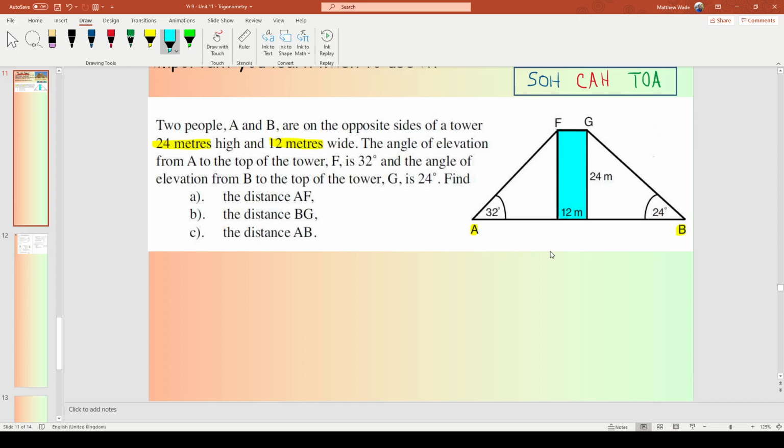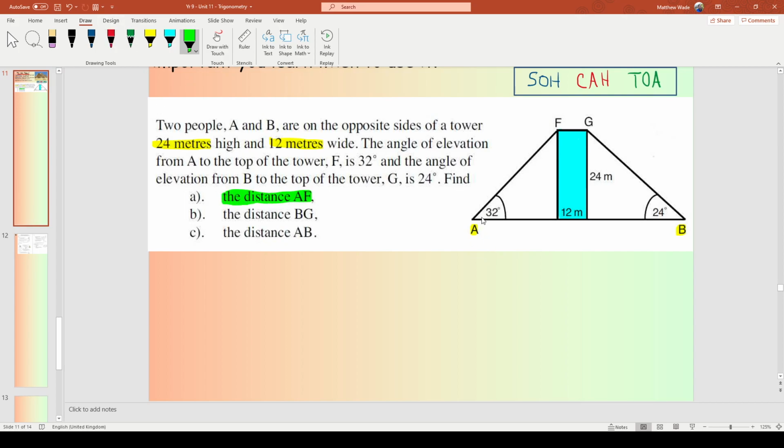So if you didn't want to walk to the top of a mountain, but you did want to walk to the base of it, you could have a pretty good estimate as to how tall the mountain would be. Cool. Anyway, it says, find the distance AF. Okay, now, here's what I'd suggest.